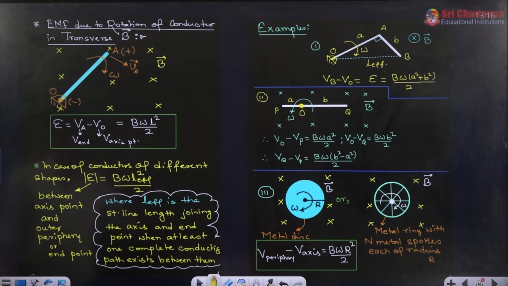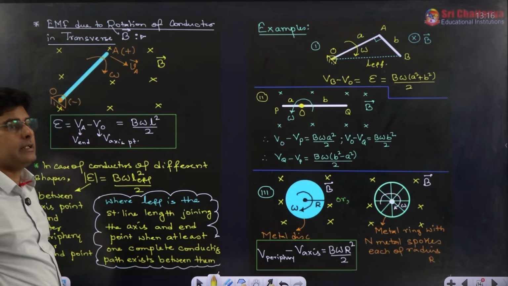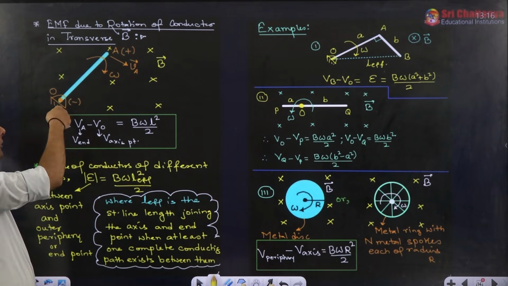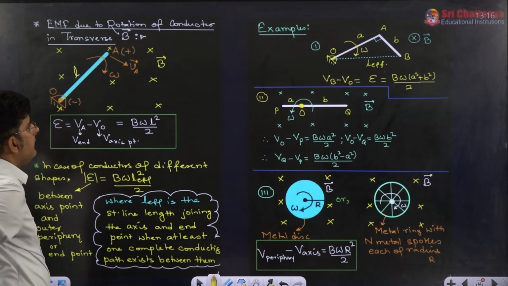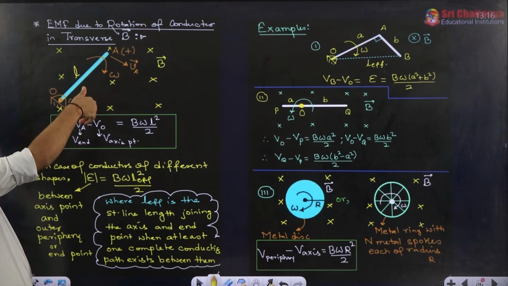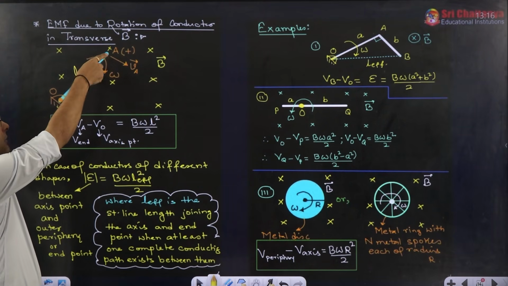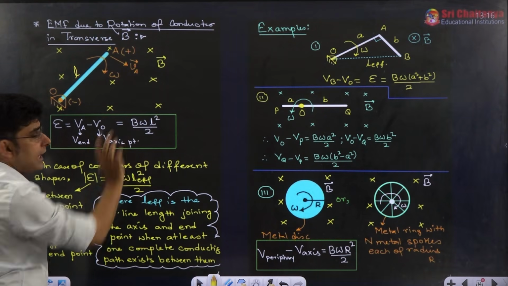Next, instead of linear motion, where there is a rotation of the conductor in a transverse magnetic field like I have shown, every point of the conductor will perform circular motion about the axis. So if we have a conductor whose length is L and it is rotating at omega, the EMF induced between the two extremes, one being the extreme periphery and the other the axis, will become B omega L square by 2.